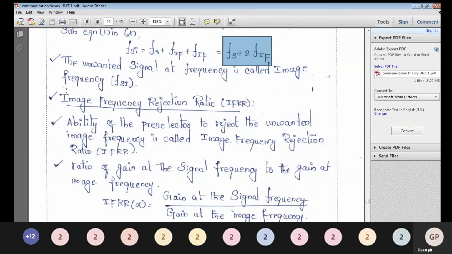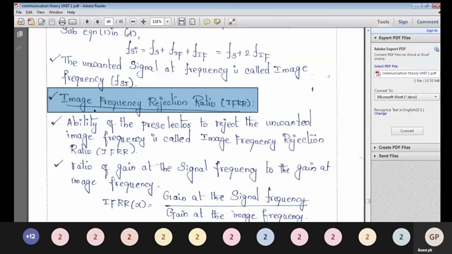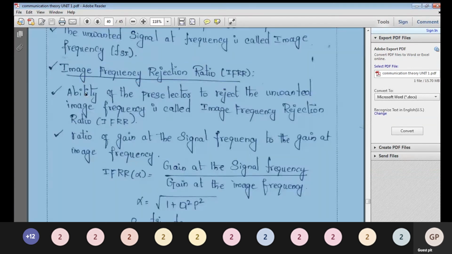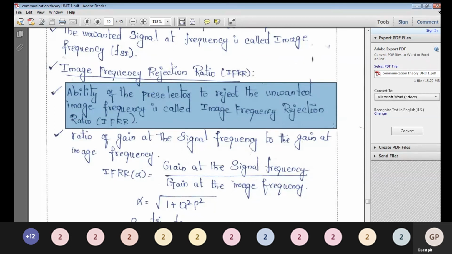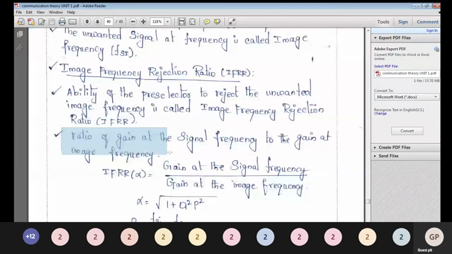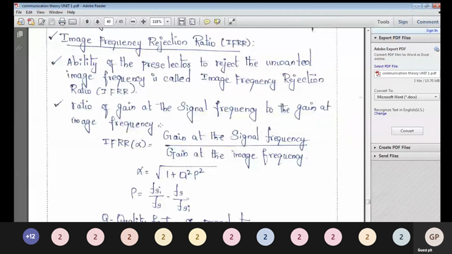Here we are going to see one important property, called the image frequency rejection ratio. We should not allow the image frequency. We have to allow the desired frequency and reject the image frequency. That is important. See the definition: the ability of the pre-selector to reject the unwanted image frequency is called the image frequency rejection ratio. It is the ratio of the gain at the signal frequency to the gain at the image frequency.